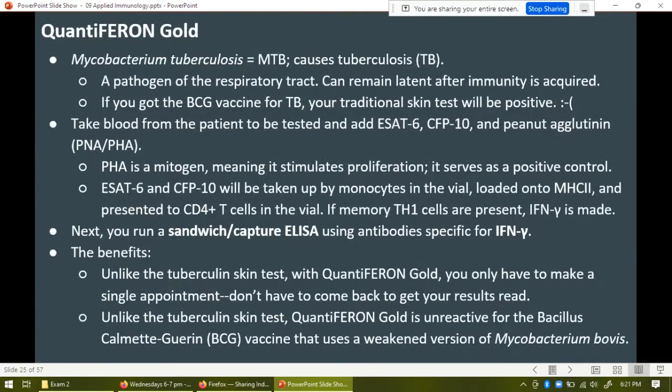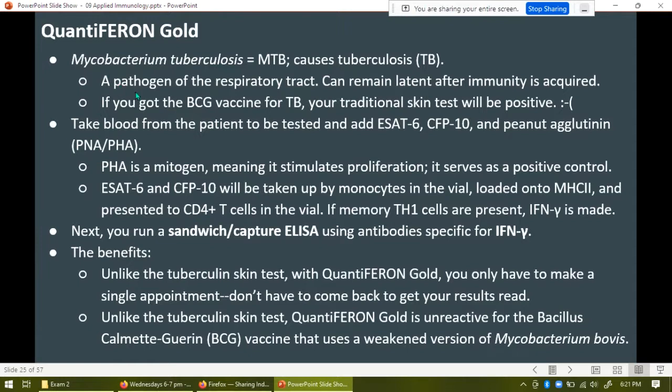Okay, so our next one is QuantiFERON-Gold. Some background for this one. It's not as hard as it probably seems. This one is basically used to diagnose tuberculosis or historical exposure to tuberculosis. Mycobacterium tuberculosis, also abbreviated MTB, is the causative agent of the lung disease tuberculosis, or TB. I'm sure everyone's heard of tuberculosis, right? This is the most deadly infectious disease in the entire world each year, other than COVID now.